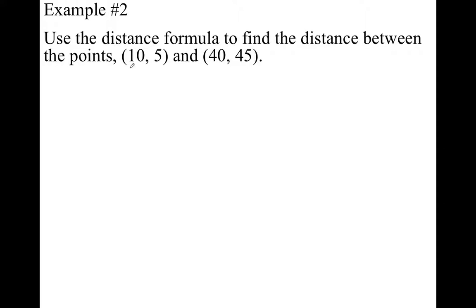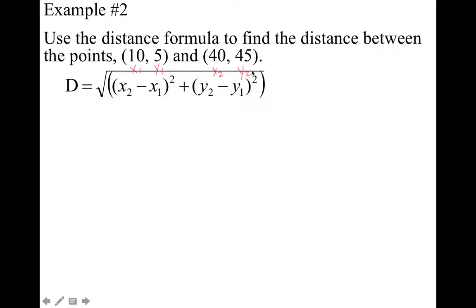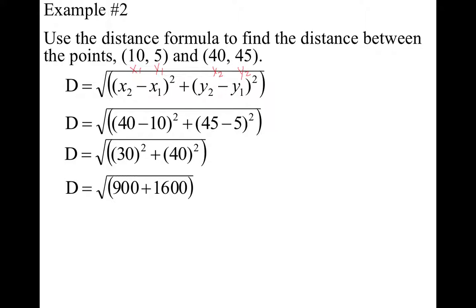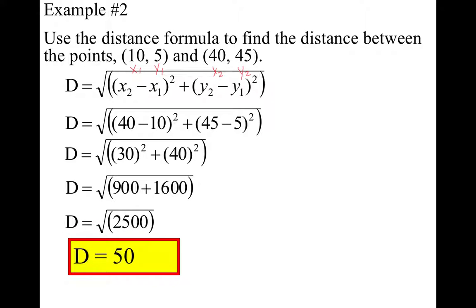So what I would do is I would label x1, y1, x2, y2, and I take those and plug them directly into the formula. We get 40 minus 10 in parentheses squared, and 45 minus 5 in parentheses squared. Simplify it. Simplify the exponents. Add. And then we simplify the radical if possible, and we get d equals 50.